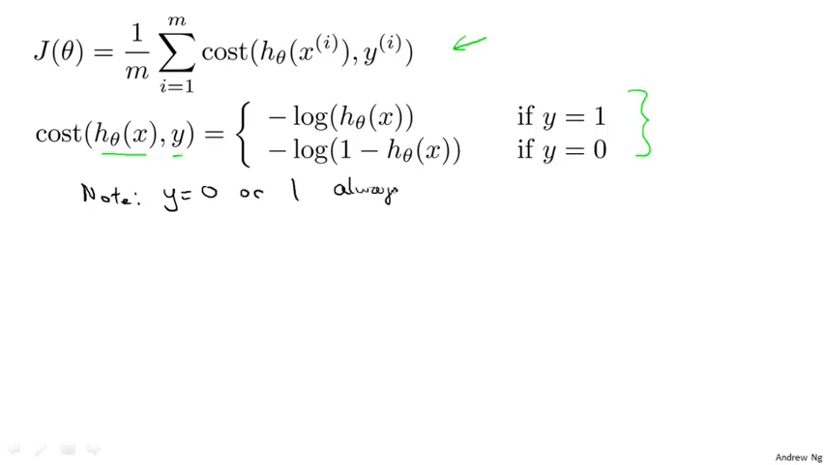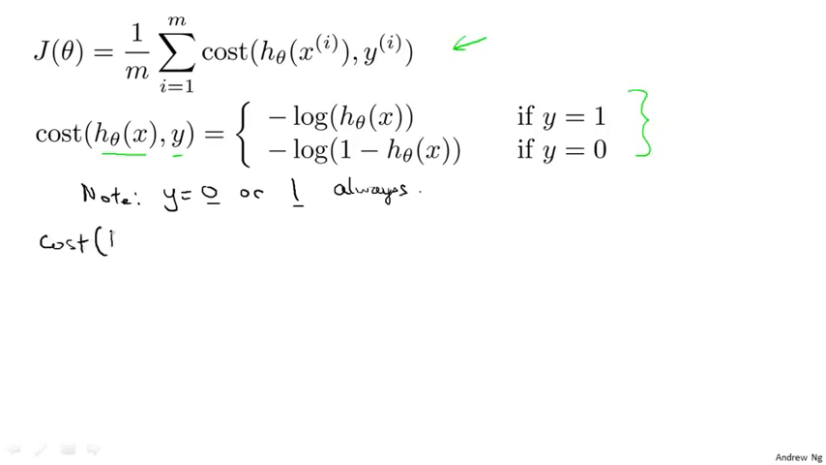In fact, this is part of the problem definition, so you can safely assume that y is always equal to 0 or 1, and we don't have to worry about what if y were some other value, because in the training set, y is given to us, and a piece of email is always either labeled as 0 or 1, and so y is 0 or 1 always.